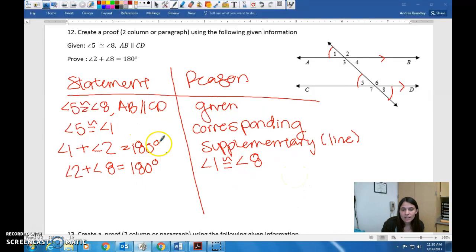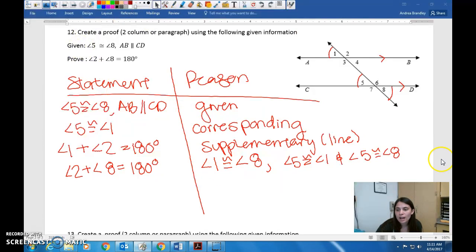to angle 8. And if you have a hard time seeing this, you can kind of show that that's because angle 5 is congruent to angle 1 and angle 5 is congruent to angle 8. So if angle 5 is congruent to both of these, then angle 8 has to be congruent to angle 1. So that kind of clarifies that a little bit.